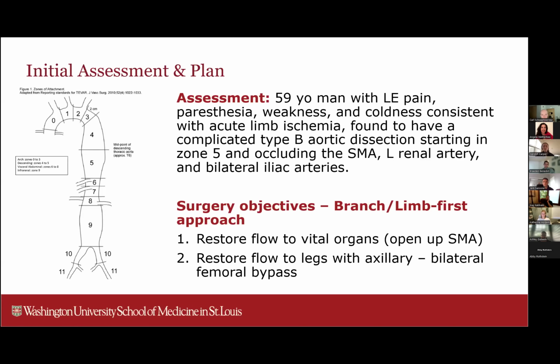As far as the surgery objectives, the surgeon chose to do a branch or limb first approach and restore flow to the vital organs by opening up the occluded SMA. I think the big concern here was that this gentleman would pass from mesenteric ischemia before they would be able to resolve or take care of the dissection. So that was the main priority going into the surgery. The second thing they also prioritized was restoring flow to the legs with an axillary bilateral femoral bypass.